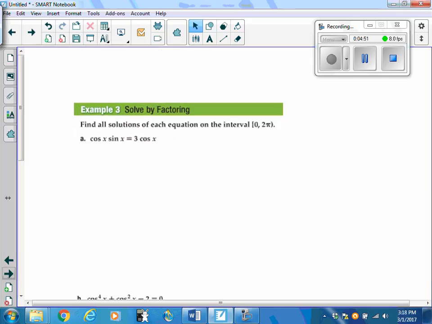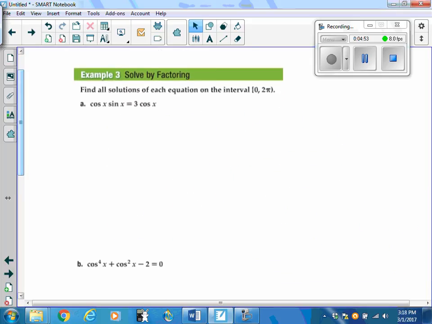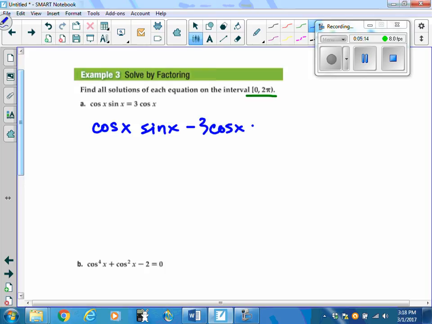Right, the next page, example 3 says solve by factoring, find all solutions of each equation in the interval from 0 to 2 pi. So we don't want to go anywhere past that. What I want to do first is I want to bring everything to one side of the equal sign. I've got cosine x, sine x, and then minus 3 cosine x equals 0. I'm going to factor out a common factor from each term, which both of the terms have a cosine.